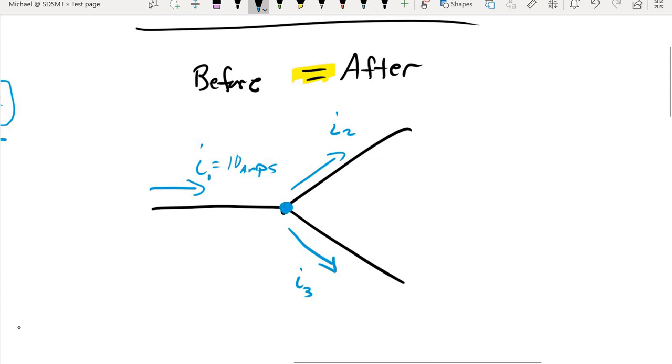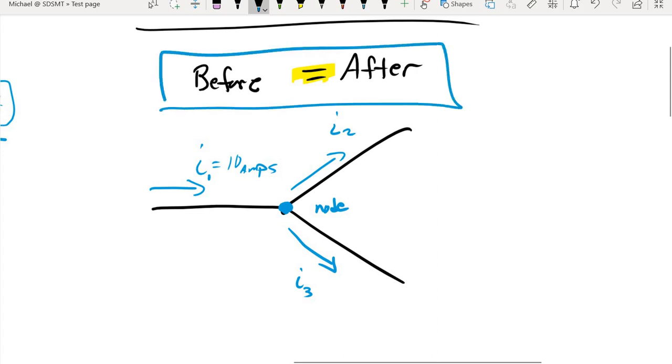At this intersection, in some classes they would call this a node, but at that node we have to conserve the current that enters and exits that node. So on the left of our equation will be what comes into the node, which was I1. And on the right-hand side of the expression is what leaves the node. And that is going to be a combination of I2 and I3.